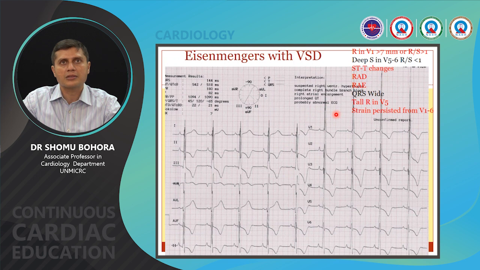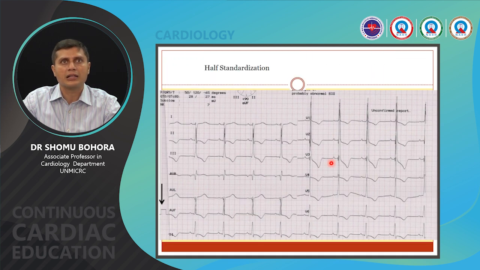In Eisenmenger's, especially with the VSD, you have very tall R waves in V1. Along with that, V1 to V6 all remain tall with severe ST-T changes, especially in the anterior leads, that is the chest leads, and the inferior leads.